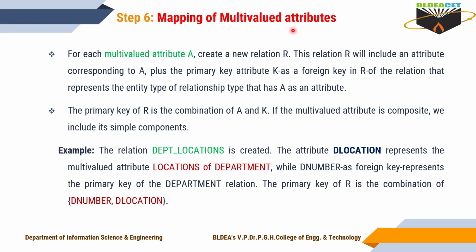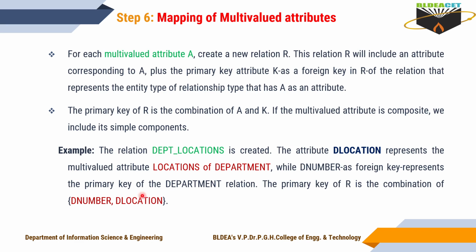Next is mapping of multi-valued attributes. As I told, it doesn't support multi-valued attributes. Then you have to create a new relation. What does that relation make? So here I took the example of department location. This is the new relation, the location. So the primary key of the department table, and one of the attributes you have to take as department location, and the combination of these two you can take as a new relation, because it does not support multi-valued attributes here.